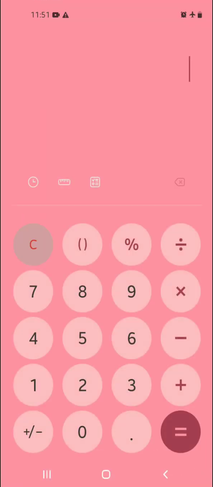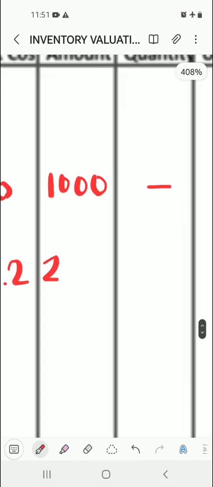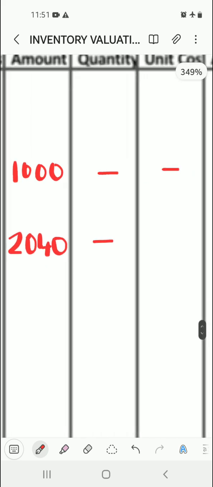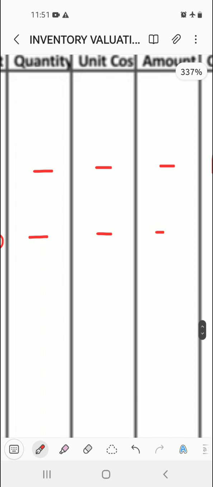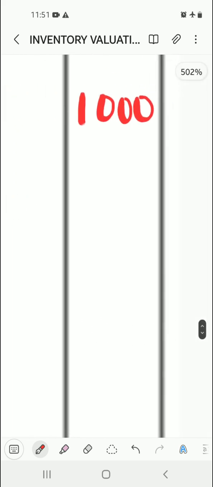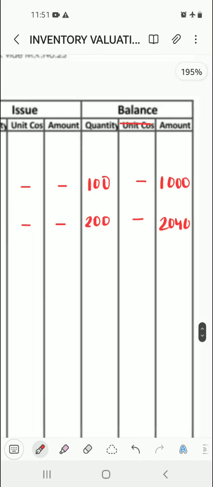So 200 into 10.2, that is 2040. We're going to write it over here in the amount column, 2040. No issues on this date, so we're going to leave it blank. And here we are going to record 200 more units and amount column 2040. Unit price, you can leave it blank.